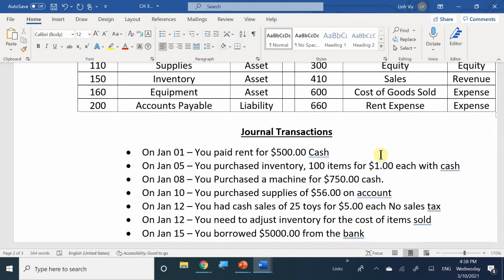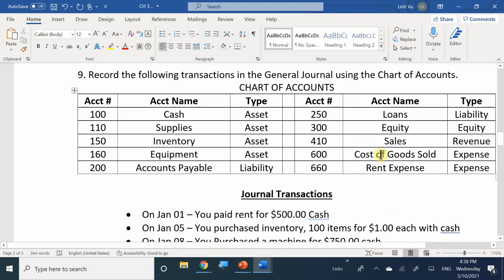Let's dive right into the first one. On January 1st, you paid rent for $500 cash. Does this affect the business? Yes, it does. Now let's use our chart of accounts. Do we have a cash account? Yes, we do. Do we have rent anywhere? 660, rent expense. Perfect. So we determined that we have the accounts that we need.